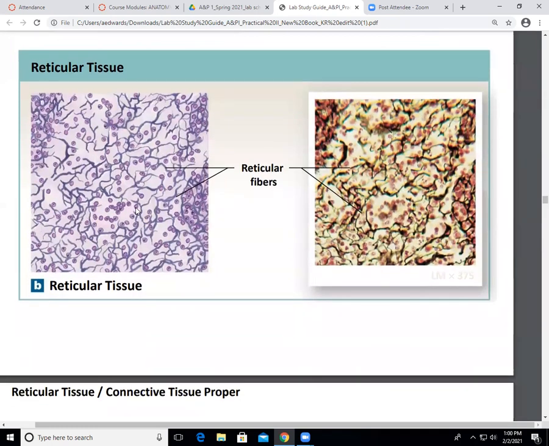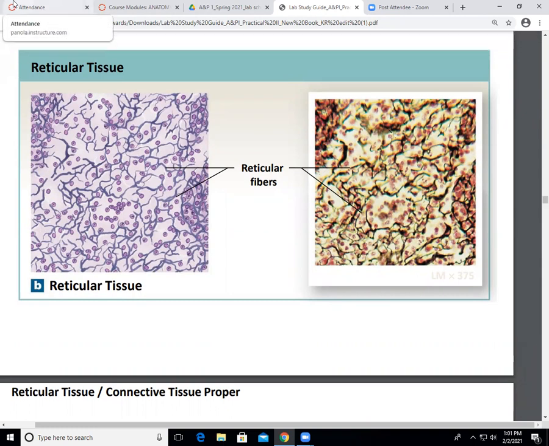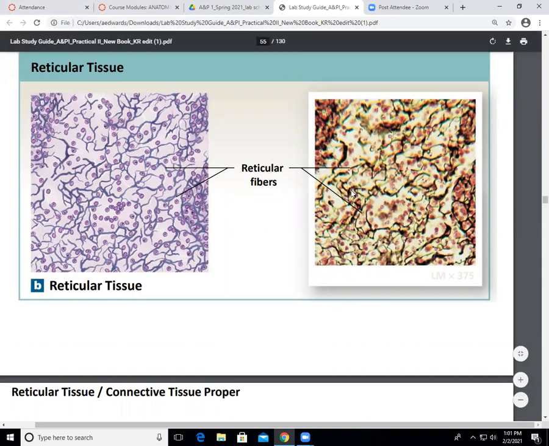All right. So can y'all see these fibers here? Can y'all see them in the picture? So you should be able to see them really well on the right. Okay. This is a different staining, so they stain more of a dark purple here, but you should be able to see those. Okay.